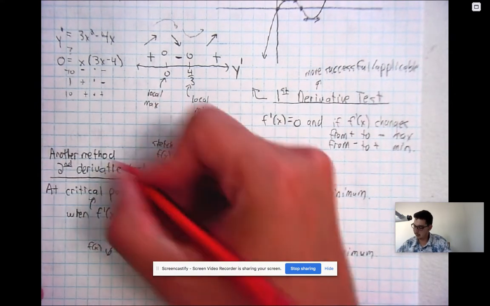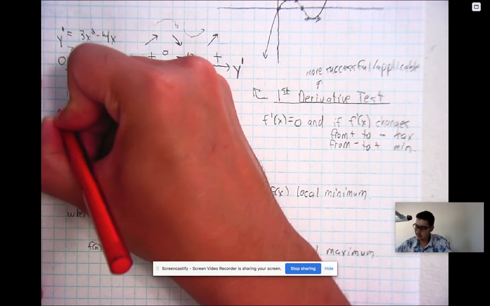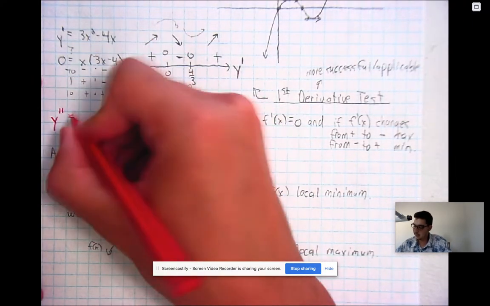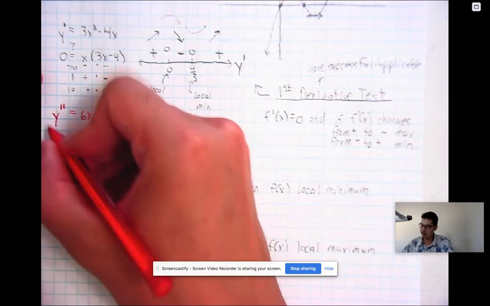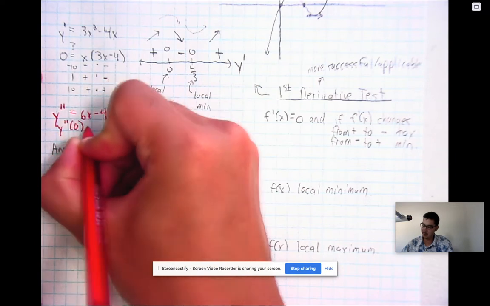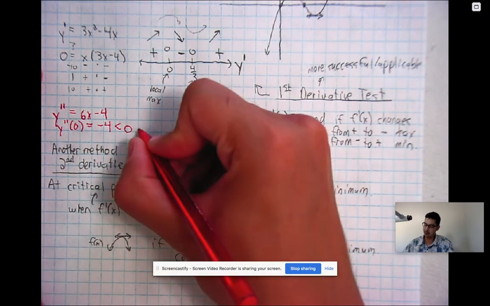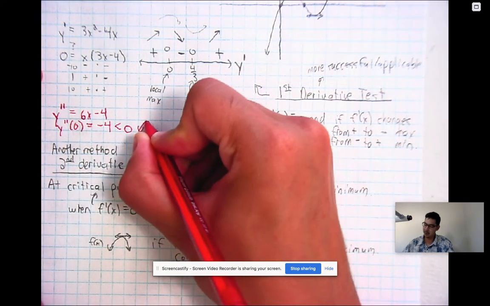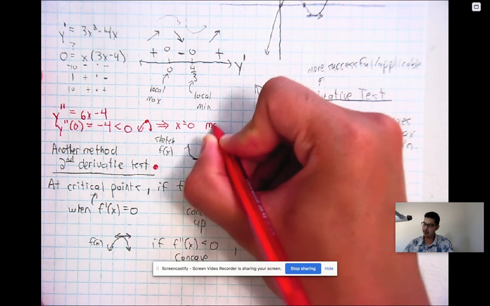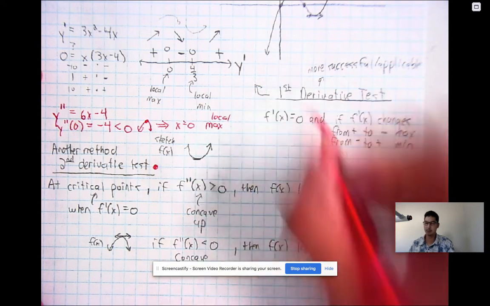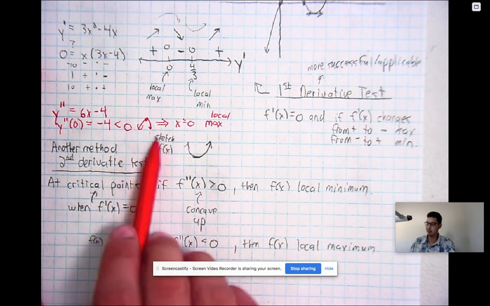So I'm going to do it in red here, second derivative test in red. So then we look at the second derivative, y double prime, which would be 6x minus 4. Well, notice if I plug in 0, so y double prime of 0, I would have negative 4, which is negative. So picture, concave down. Well, then that implies that x equals 0 is a maximum, local max. For the same reason we talked about down there. If it's negative, then it's concave down, so you have a local max.